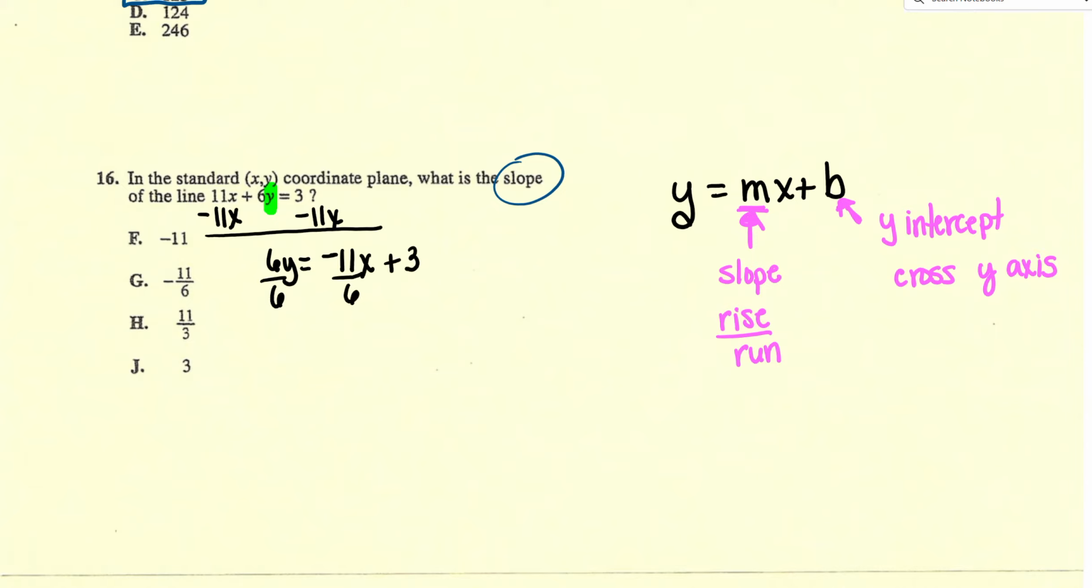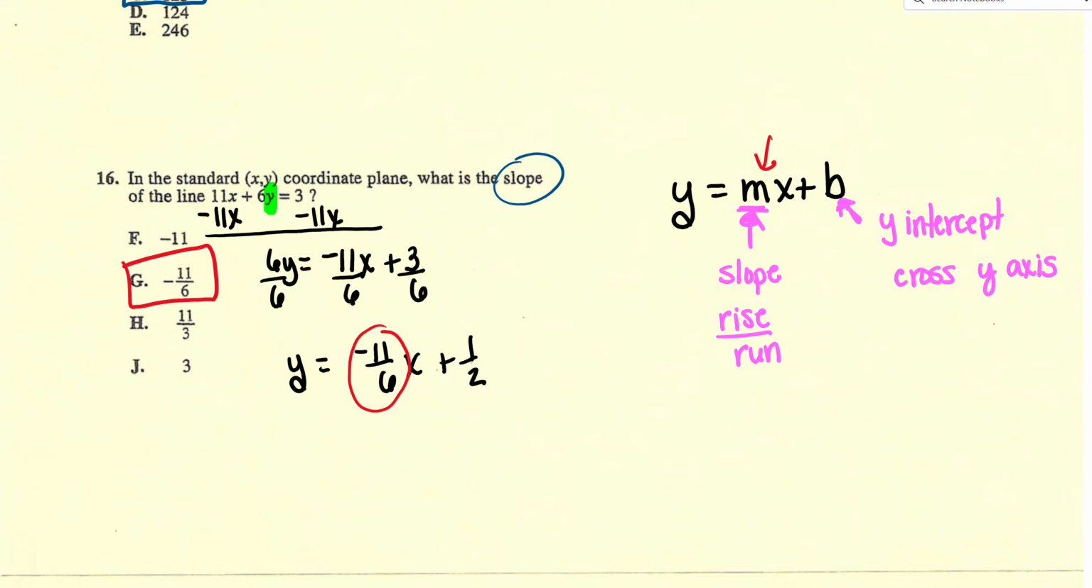Now, divide all the people by 6. You got to be fair. Divide everybody by 6. So y equals negative 11 over 6x plus 1/2. And we already said the number in front of x, well, that's my slope. So G is my answer.